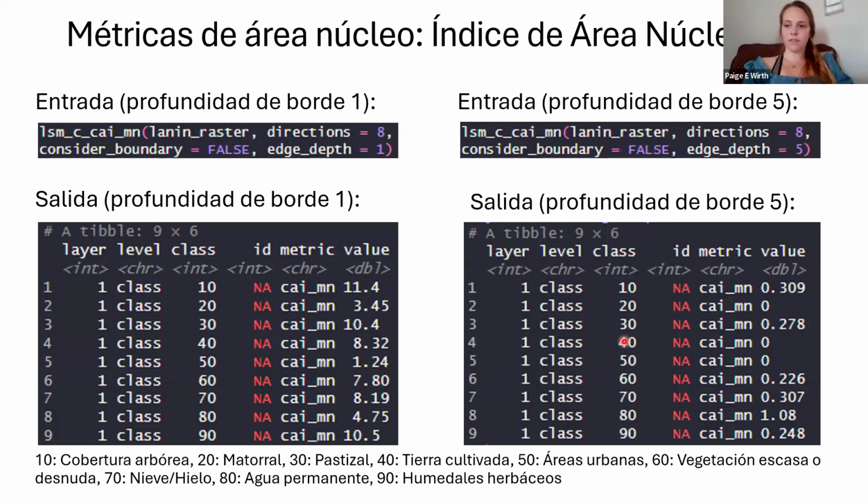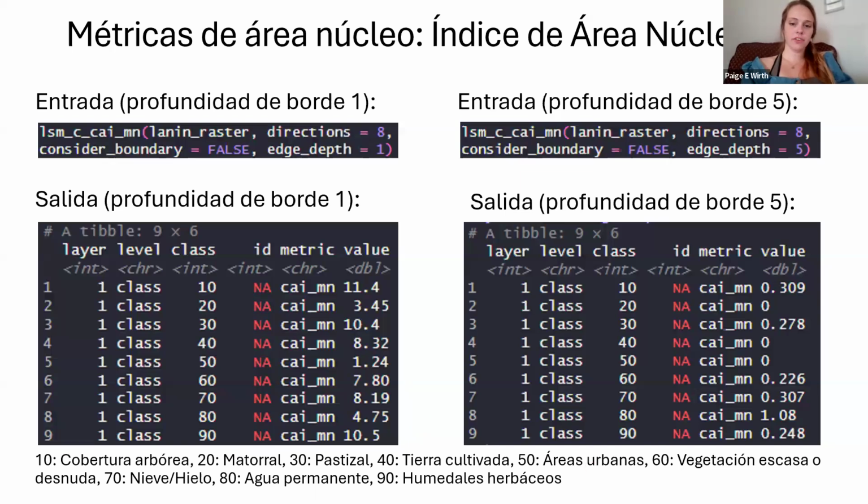In our first example, I've used an edge depth of 1, which is the default. This means that any cell that's not directly adjacent to a cell of a different class would be considered core area. Using this edge depth, all classes have index values that are over 1%. And the indices of the largest amount of core areas are tree cover, herbaceous wetlands, and grassland there.